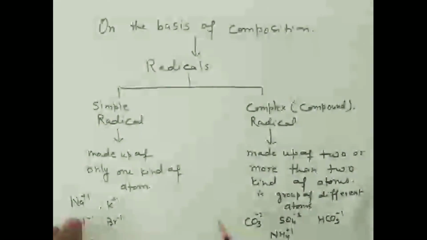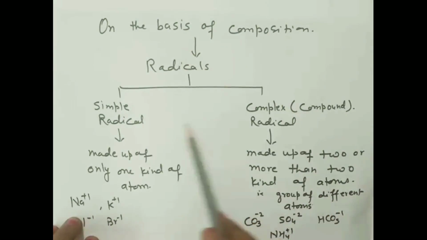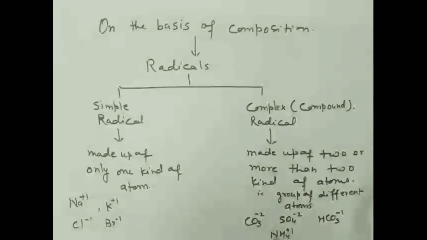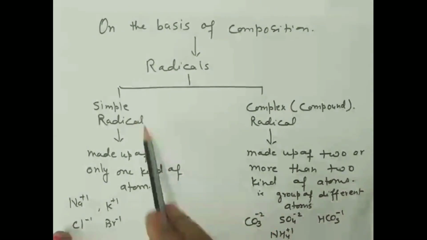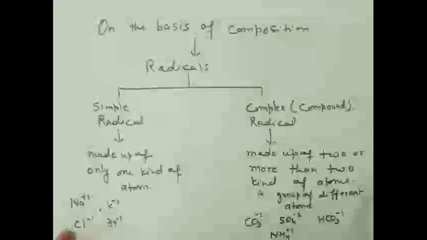On the basis of composition, radicals may be simple or complex. When a radical is made up of only one kind of atom, or a single atom, it is called a simple radical. For example, sodium ion is made up of only sodium atoms. Potassium ion, chloride ion, bromide ion are made up of only one kind of atom.